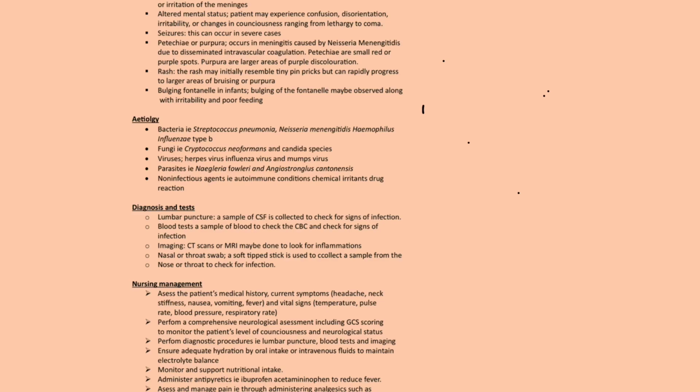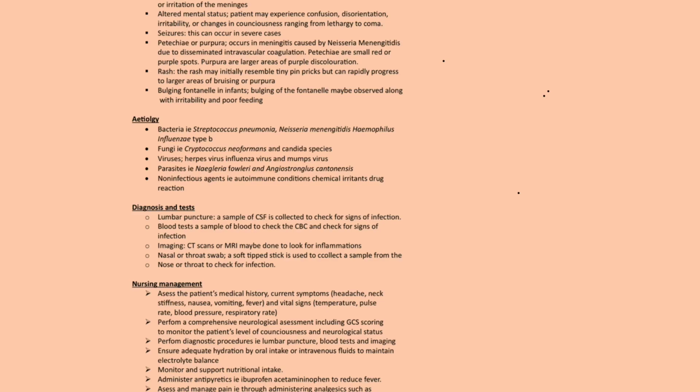We have photophobia, whereby the patient is sensitive to bright light. We have seizures. We have petechiae or purpura. Petechiae are small red or purple spots, and purpura are large areas of purple discoloration. We have the rash, and the infant may present with bulging fontanelles, irritability, and poor feeding.